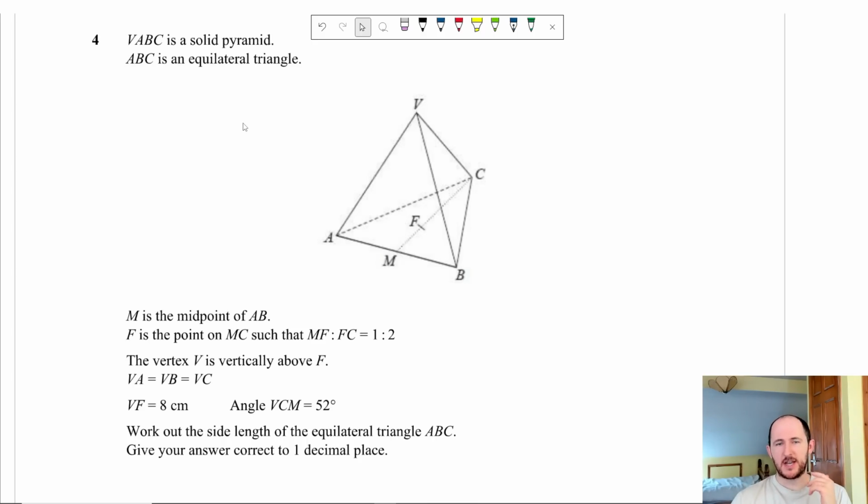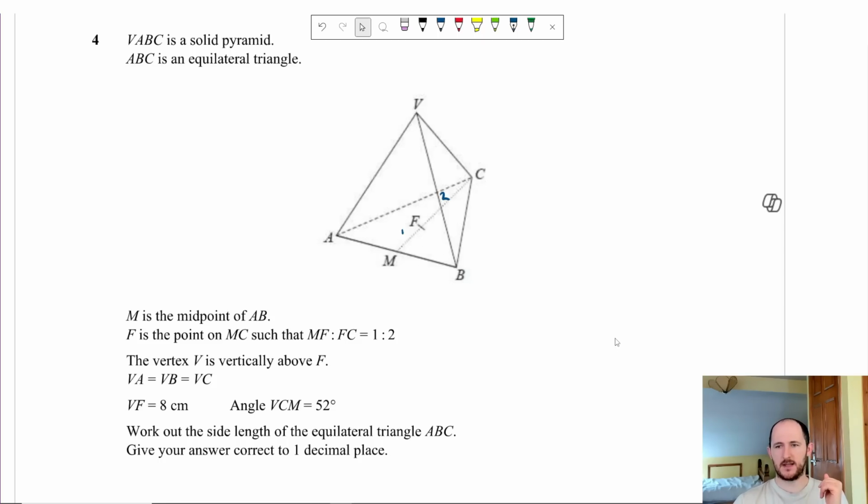Good old-fashioned 3D shapes, right? Everyone loves these. Not really. I despise them. So, VABC is a pyramid. ABC is an equilateral triangle. M is the midpoint. F is the point on MC, such that it's in the ratio of 1 to 2. V is directly above F. VF is 8 centimeters. Angle VCM is 52 degrees. Work out the side length of the equilateral triangle.